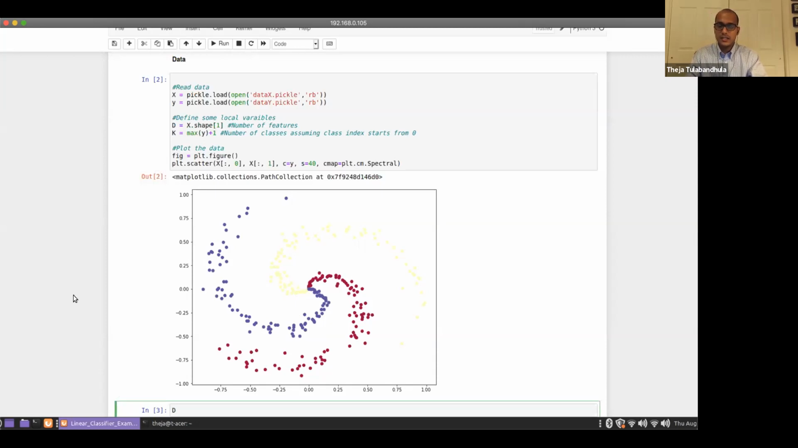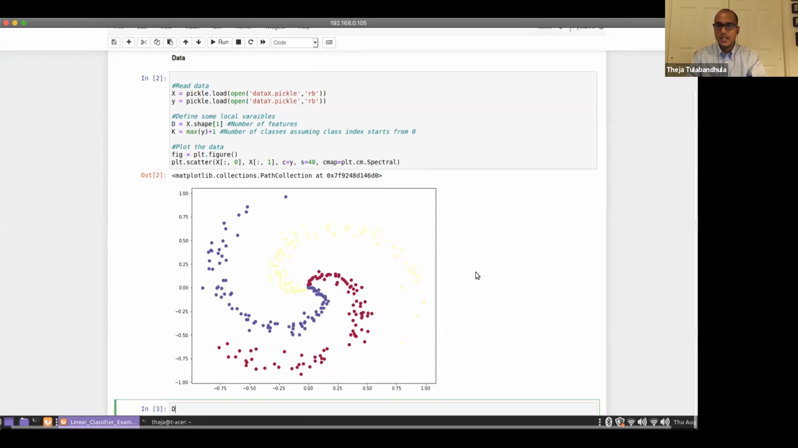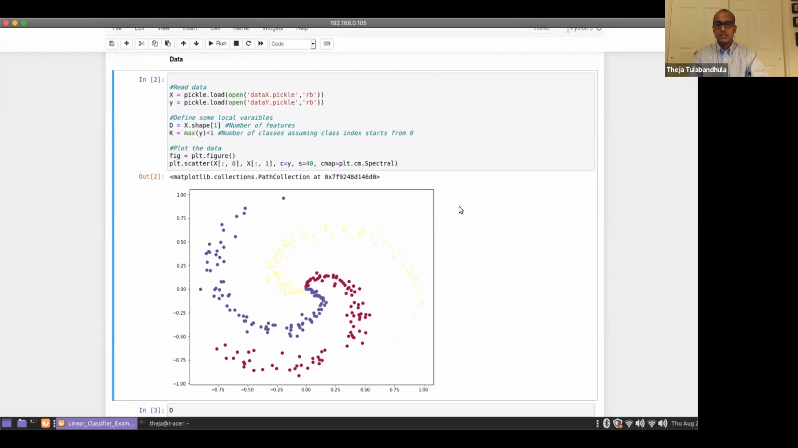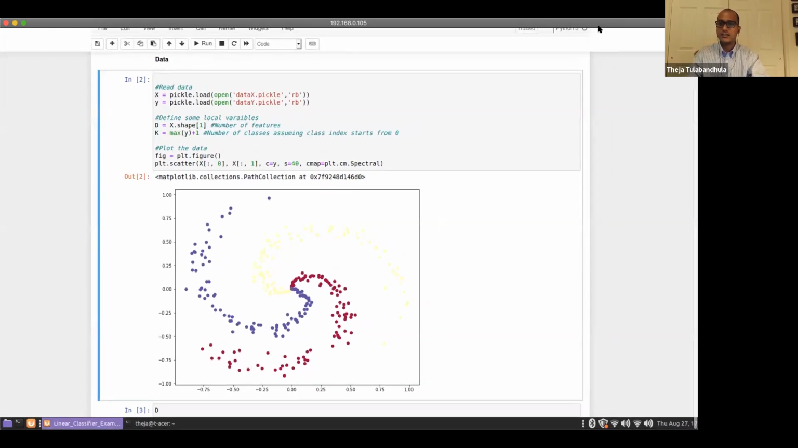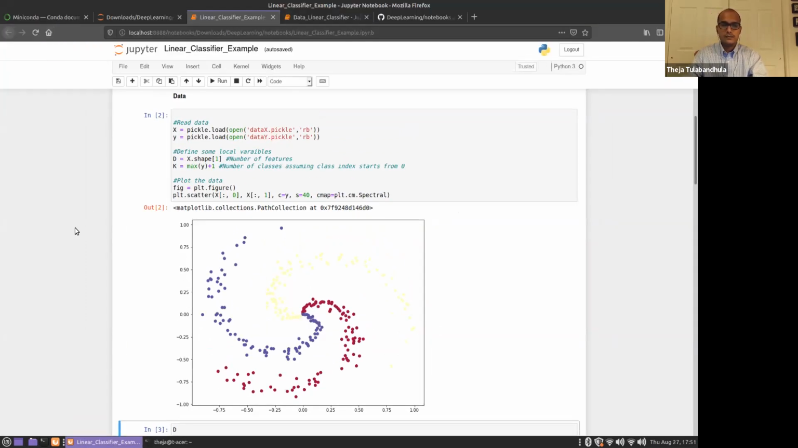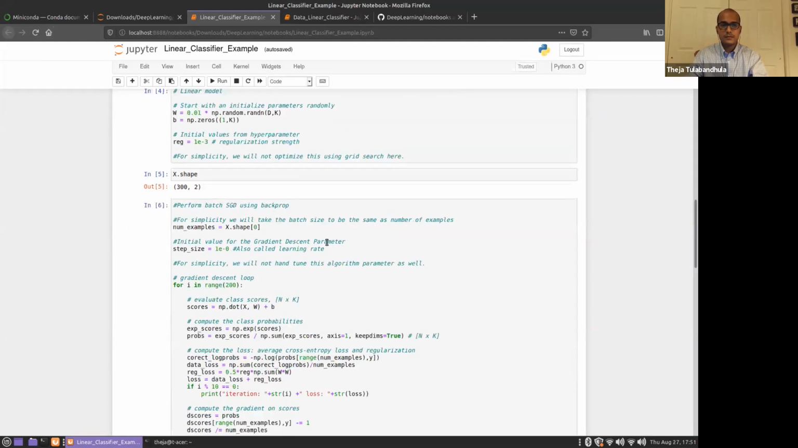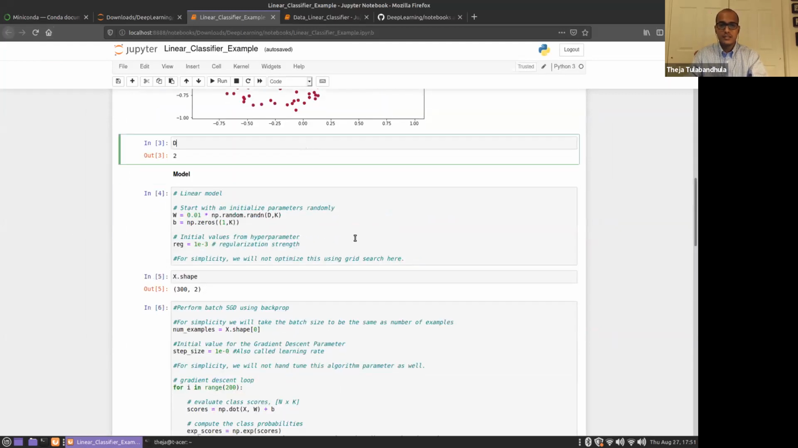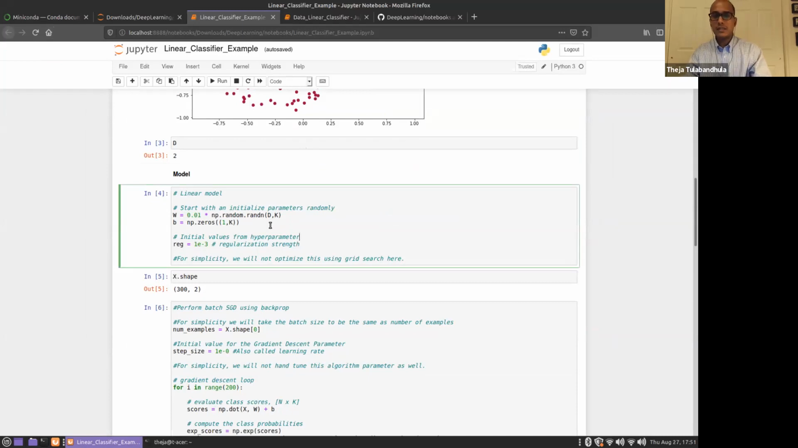But let's move forward. Now I'm setting up the model. That was the data, the first component. The second component is the model.